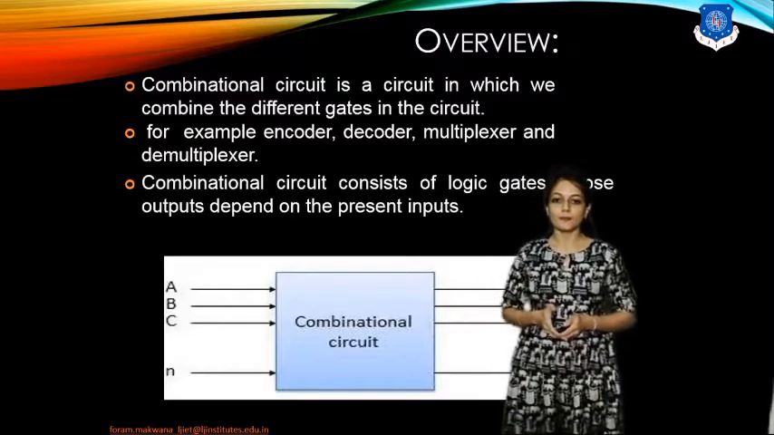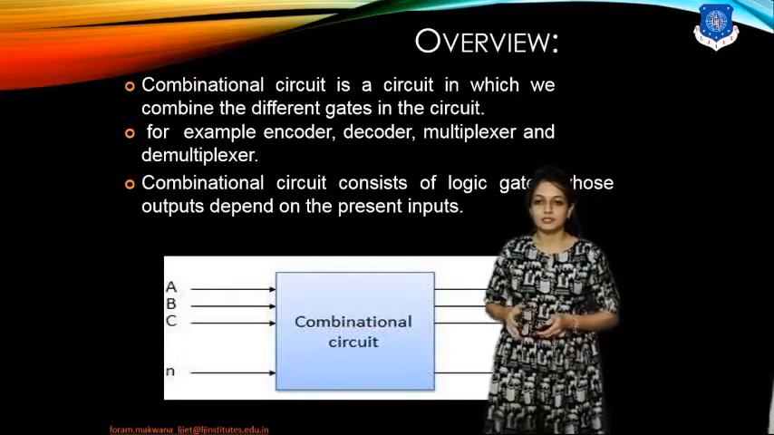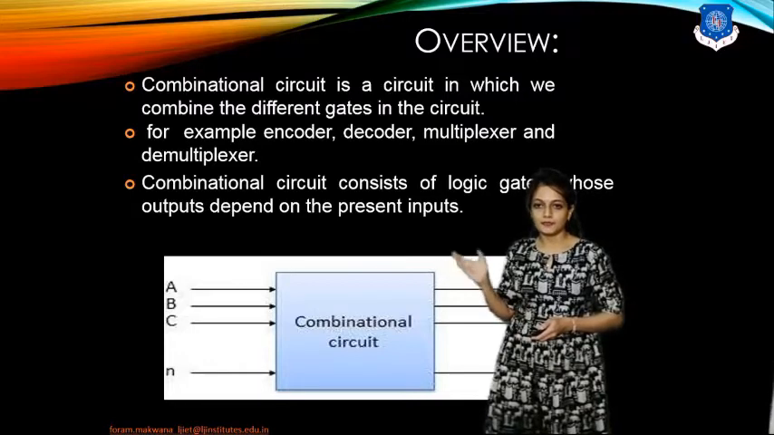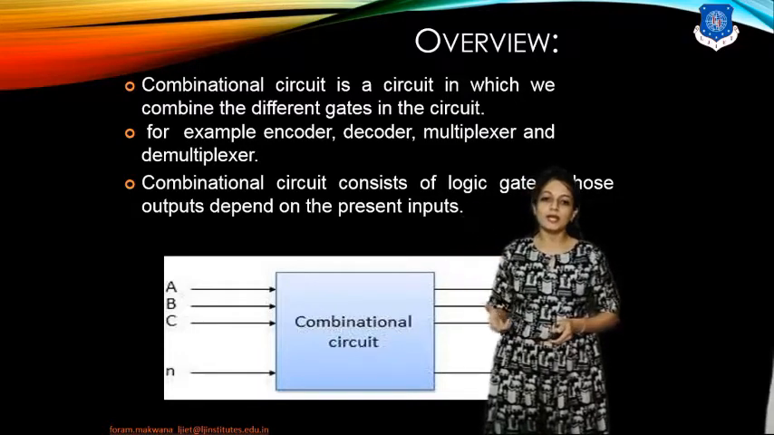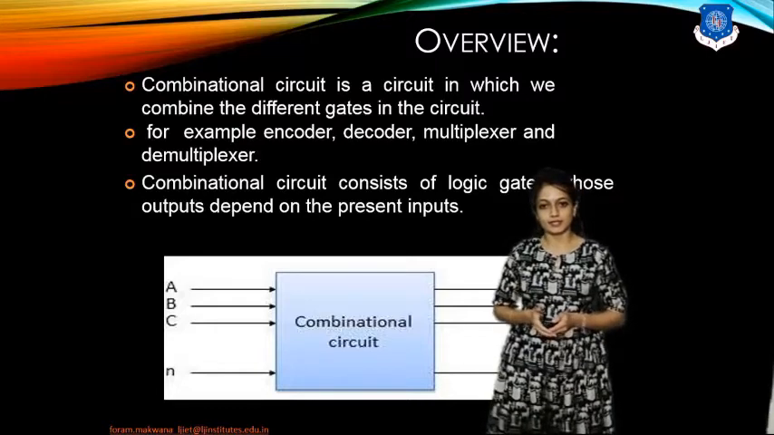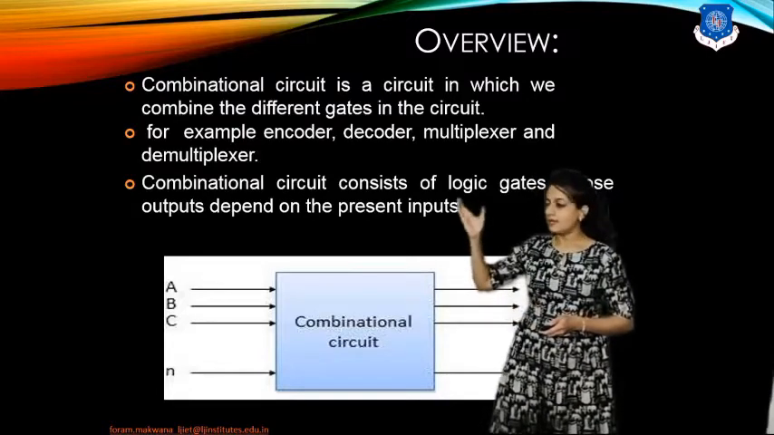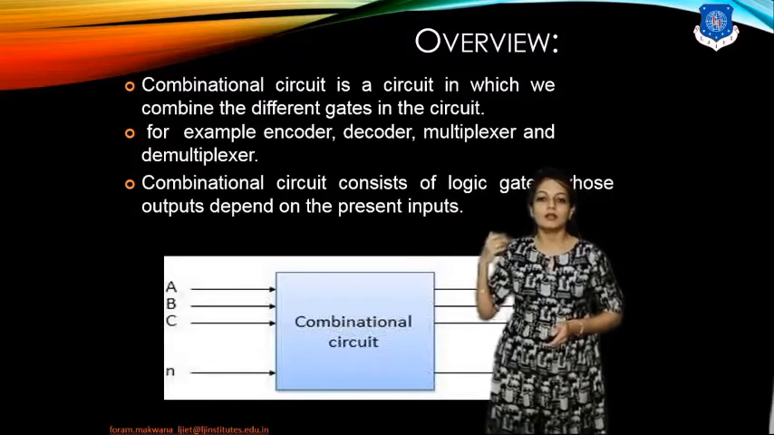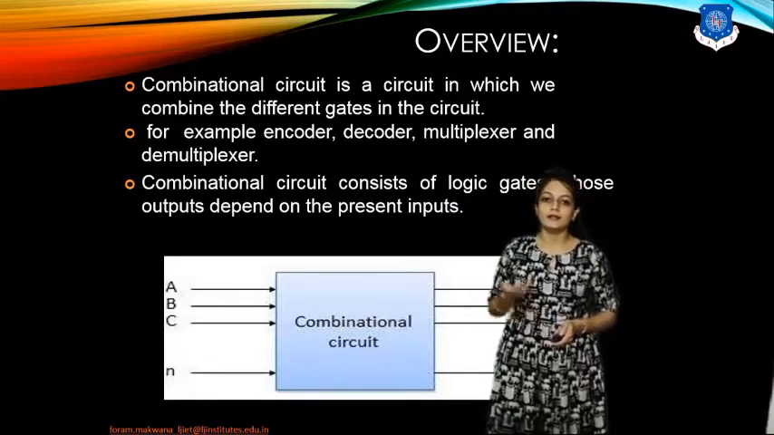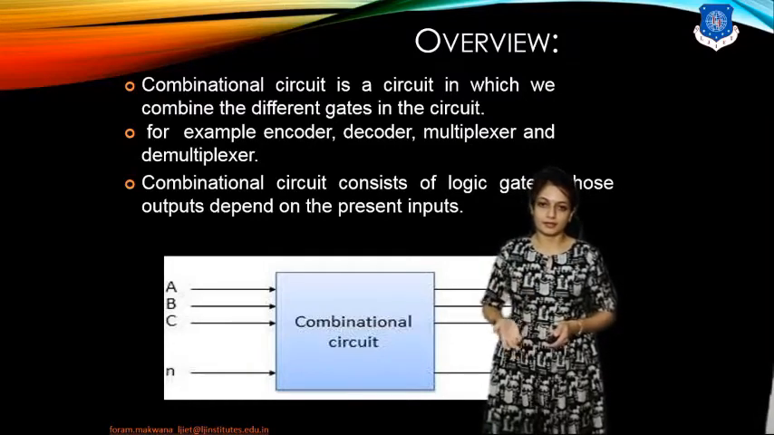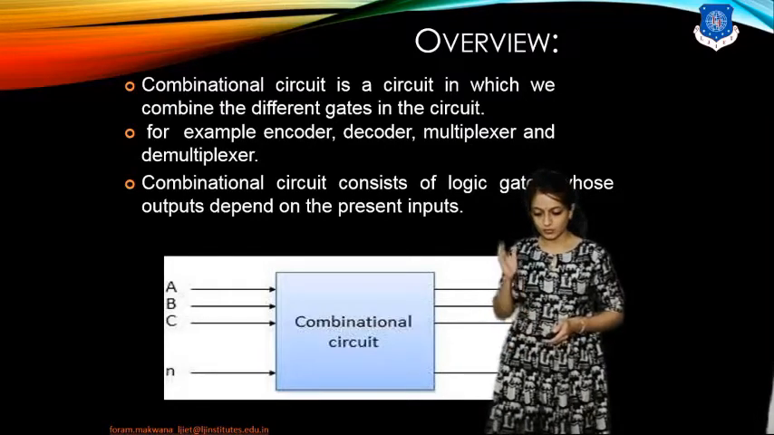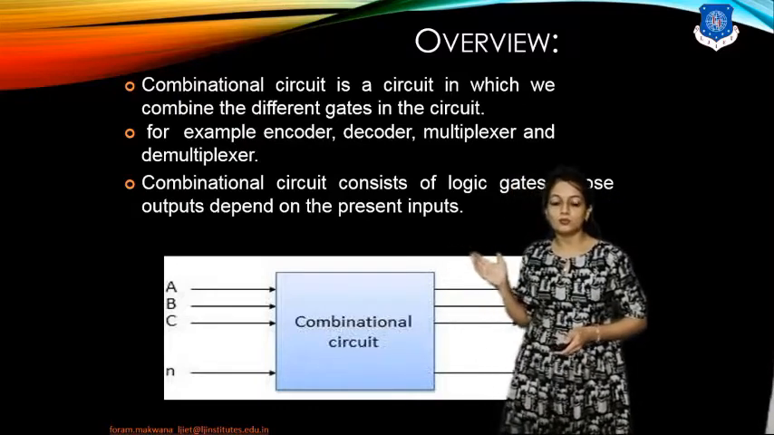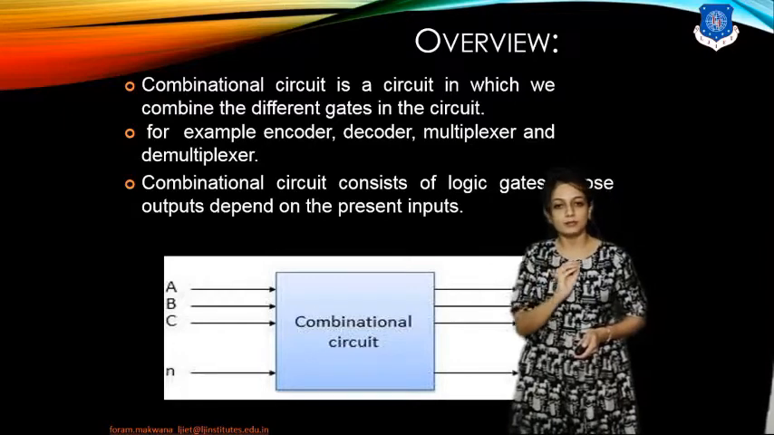Alright, over here the combinational logic circuit is a circuit in which we are able to combine different gates. For example, encoder, decoder, multiplexer, demultiplexer, half adder, full adder, half subtractor, full subtractor, likewise. So it basically consists of logic gates whose output depends only on the present input.